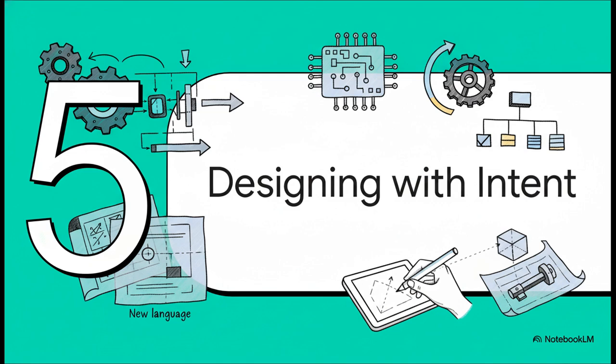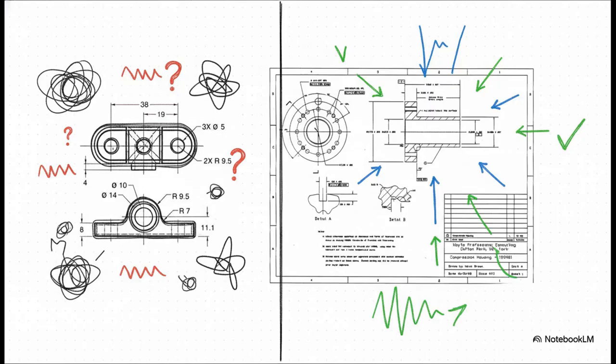So when you adopt this new grammar, the whole process transforms. You shift from just describing a shape to actually communicating a function. It's all about designing with intent. I mean, this picture says it all. On the left, you've got that cluttered, confusing mess we saw earlier, and on the right, a professional drawing using GD&T. It's clean, it's clear, it communicates exactly what matters. That is the difference between just noise and real information.